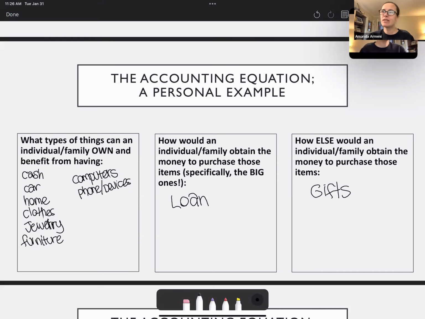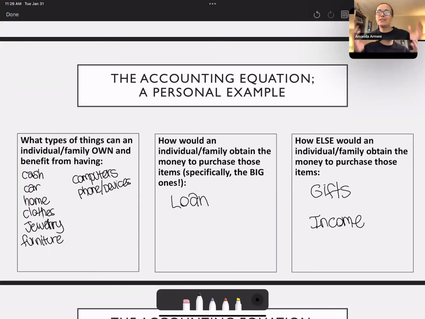And that gives me the funds that I would be able to use then to purchase any of those things in the first box on the left-hand side. So gifts, right? That's one way that I would be able to obtain those items or obtain the money to get those items. Another way is I have a job, right? And so I can use my own income, the income that I've generated by doing my job. That gives me the money that I can use to purchase those items, right?